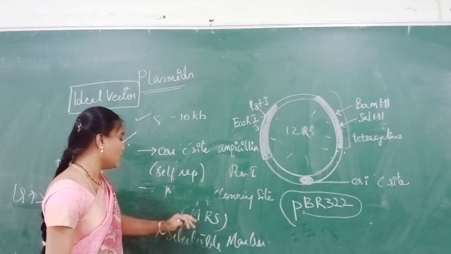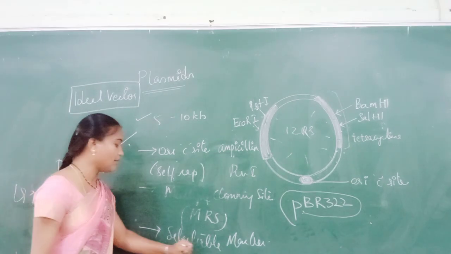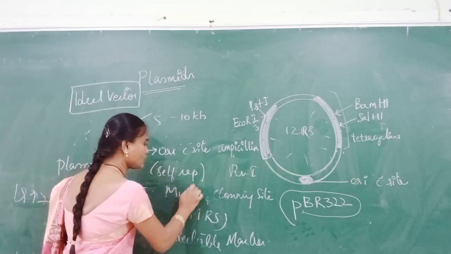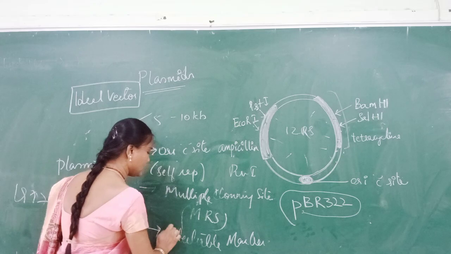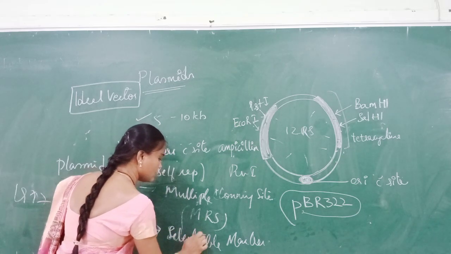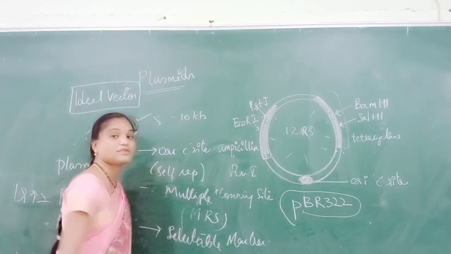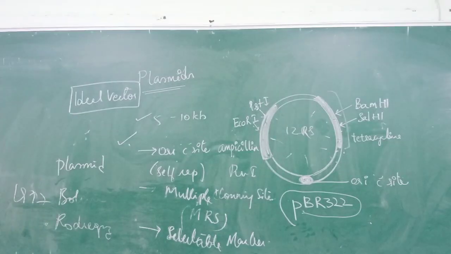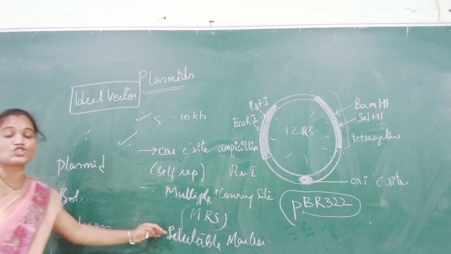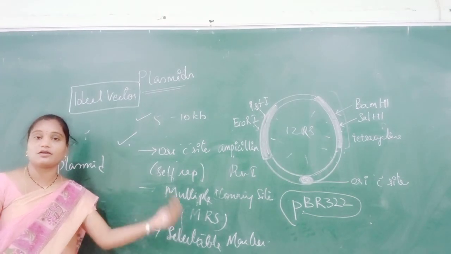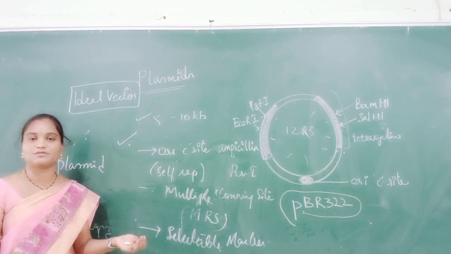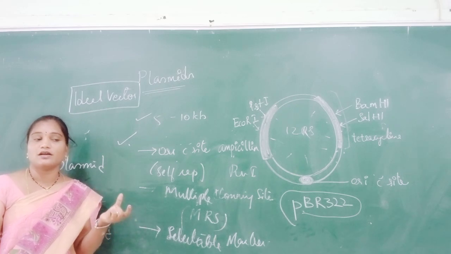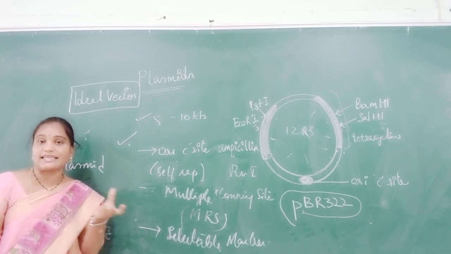Right? So next is your selectable marker. Coming to your selectable marker, why is this used? This selectable marker is used because whenever you have inserted your gene of interest in this particular pBR322, it should be observed for your cloning purpose. How will you observe what kind of vector has taken the gene of interest?